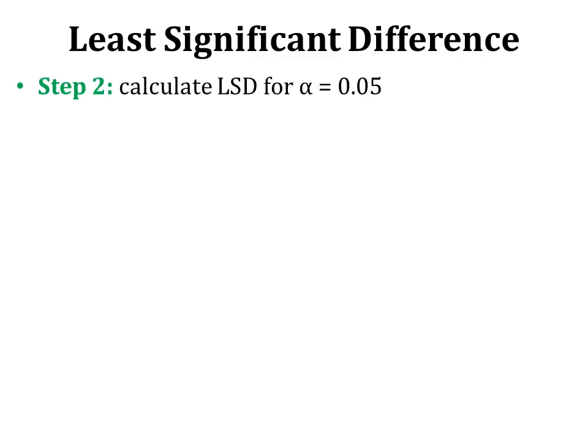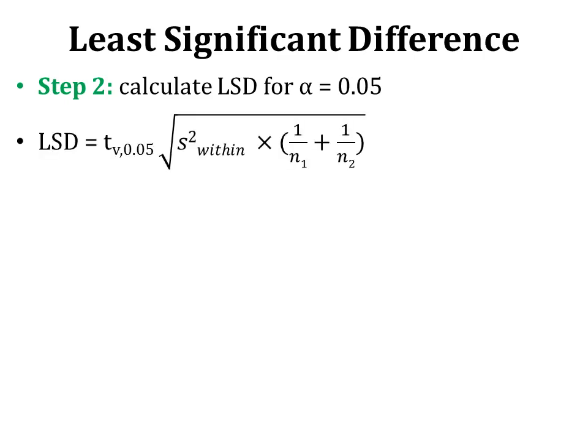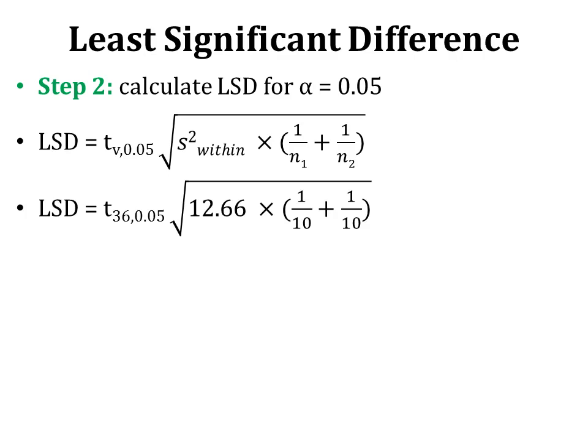In step number 2, we have to calculate LSD for our first level of significance, which is 0.05. And this is the formula. You see that here the alpha level is now represented by 0.05 because we're doing it at the significance level of 0.05. In the example that we are taking, the degree of freedom within is 36, and the variance within that we took from the ANOVA table of this example is 12.66. And the number of observations in the first pair of means, which is sample number 1 and 2, is 10 in both, right? So here we have the input, and now we are going to solve it.